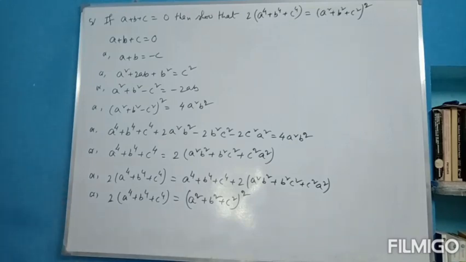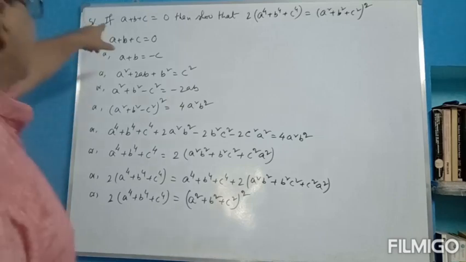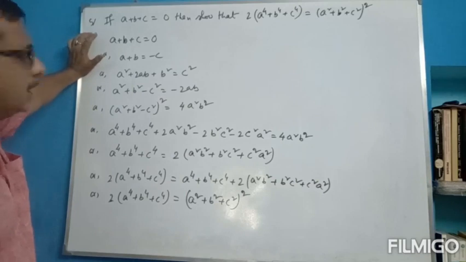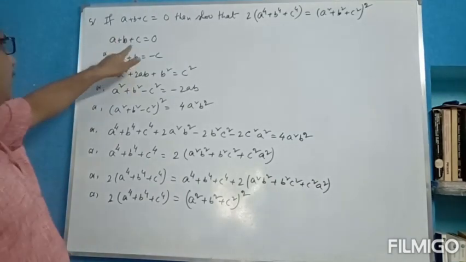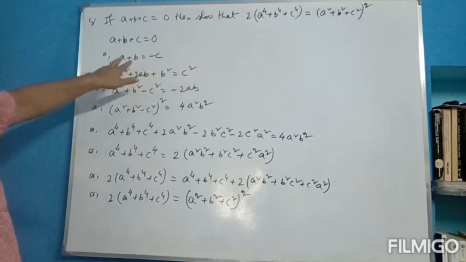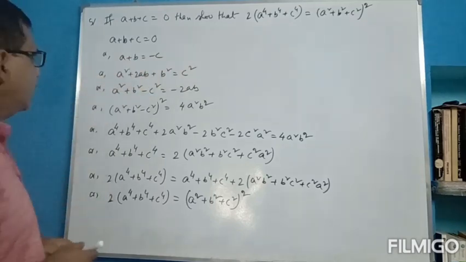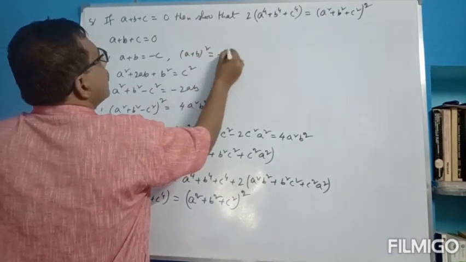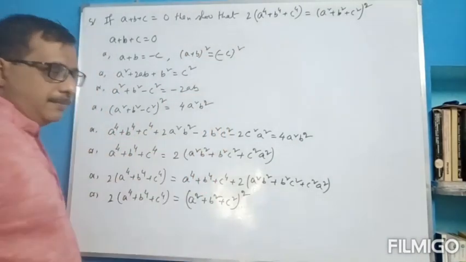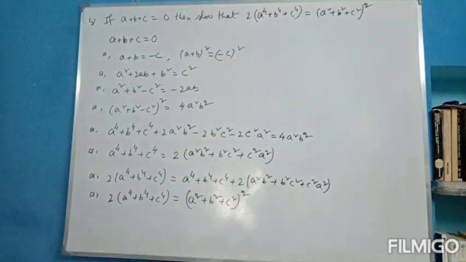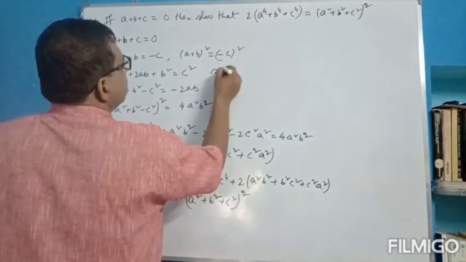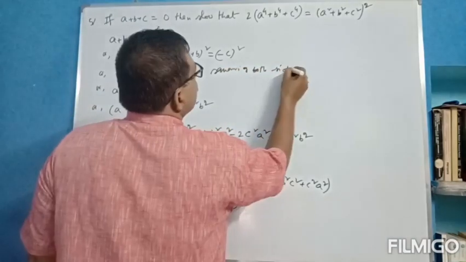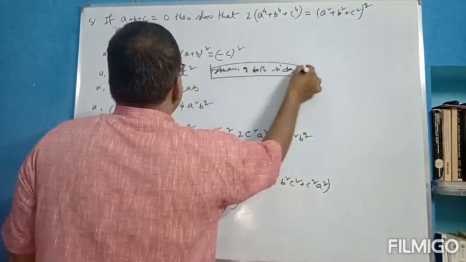So in problem number 5, you have to show this. We start from the given condition a plus b plus c is equal to 0. Now if we take c to the right hand side, you get a plus b is equal to minus c. Next, squaring both sides, a plus b whole square is equal to minus c whole square. It is known that minus c whole square means plus c square. Squaring both sides, we get this result.